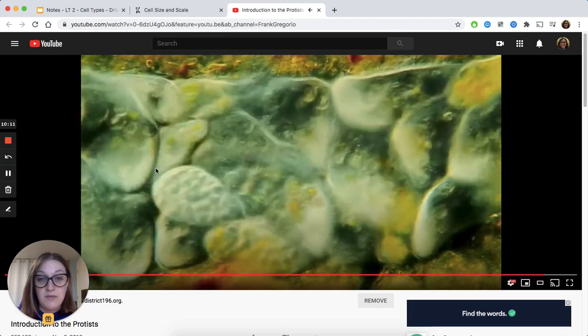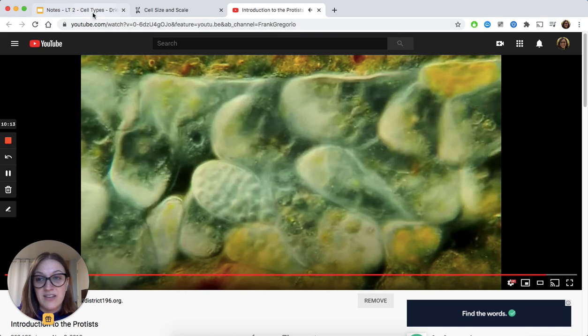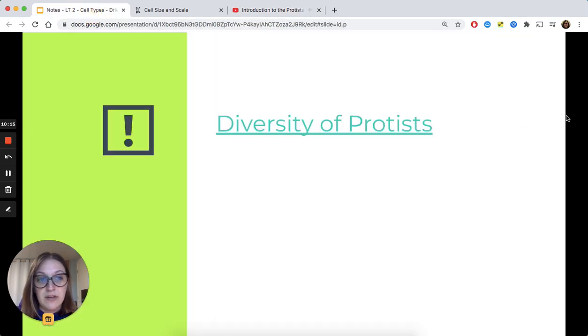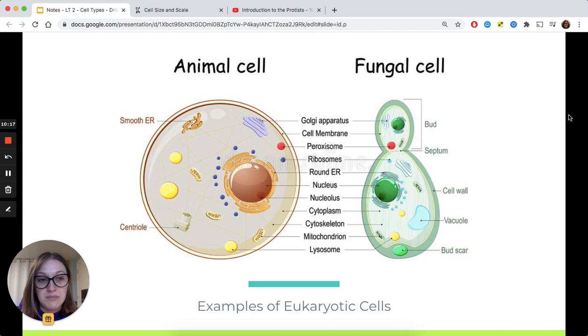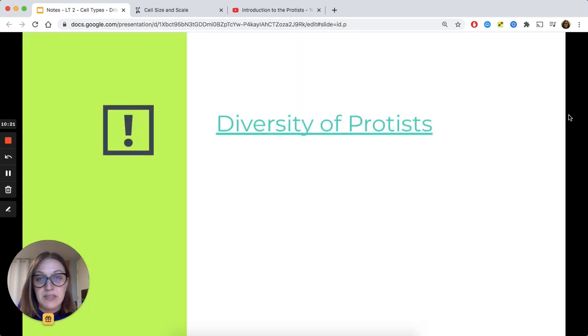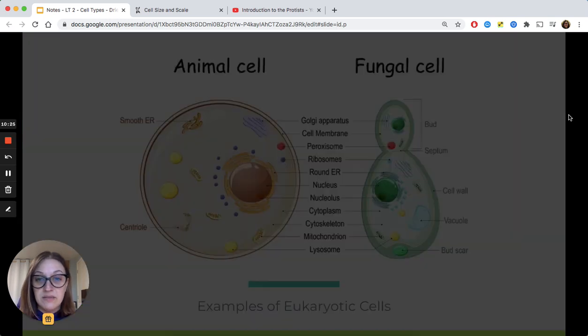It's pretty amazing what we can see today with our technology, with microscopes, compared to what Antony van Leeuwenhoek would have seen back in the 1600s. So again, those were all protists, which basically means that each of them was a unicellular living organism.